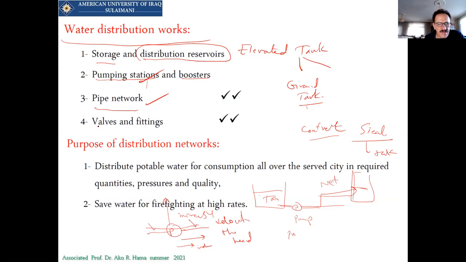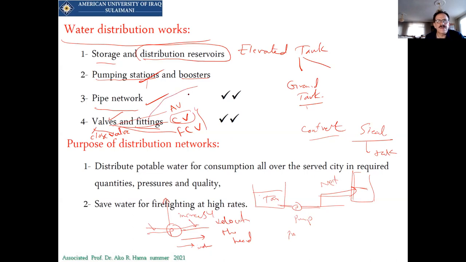And then, definitely, we need to have valves and fittings. What are the valves? We have different types of valves. We have a closed valve, or flow control valve. We have a check valve, which is for non-returning flow. And we have an air valve. This is needed when the topography of the city is mountainous, a terrain with higher levels and fluctuation in level. You need an air valve at every crest. These are all the valves that we need.